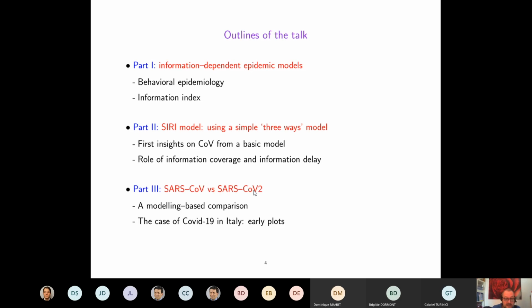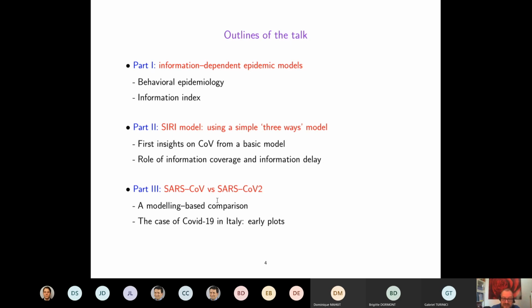And so I will explain the role of the information coverage and information delay on the disease transmission. And in the last part, I will try a sort of comparison between the SARS epidemics in 2002 and 2003 and the SARS 2.0 epidemics that we are experiencing now, the so-called COVID.